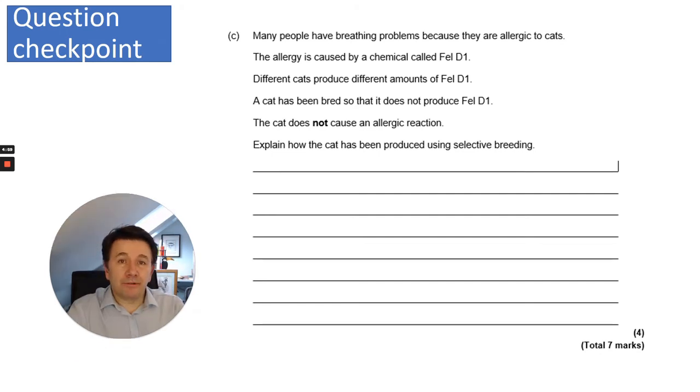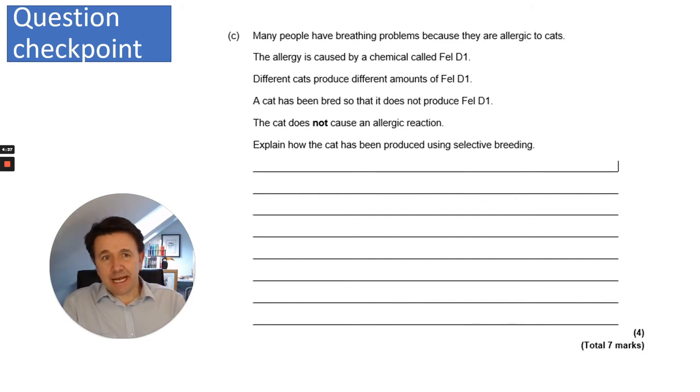So a real problem for pet owners is allergies that they get from their pets. So the allergy in this case, it says, is caused by a chemical called FeL-D1. Now your teachers wouldn't have told you that, and they don't need to teach you that because the information is there. All right, and you're going to use this information to help you answer the question.